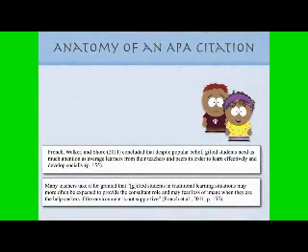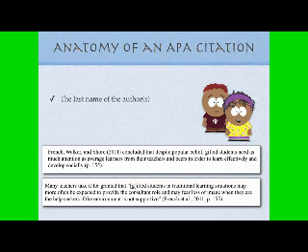But let's break it down now. I have two examples here. One uses quoted material and the other has paraphrased the information. Either way, you need to give us specific information about the source when you cite it. First, you need the last name of the authors. Last name only. We don't need their initials or anything else.